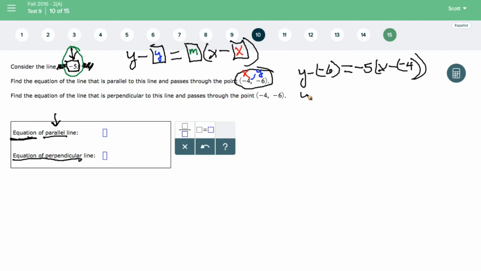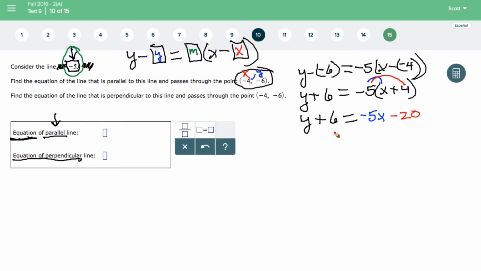So if we simplify this, that becomes y plus 6, since minus a negative is the same thing as plus, equals negative 5 times x plus 4. Again, minus a negative is the same thing as plus. Now we distribute. Negative 5 times x is negative 5x, and negative 5 times 4 is negative 20. So you see how that distribution happens. It's multiplication.